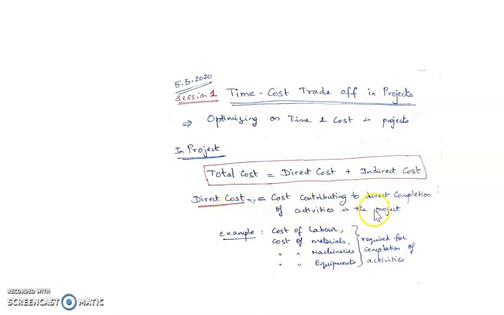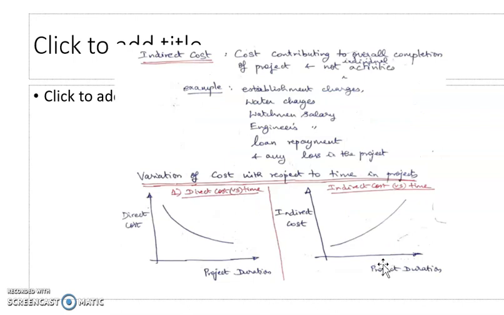Direct cost is cost contributing to direct completion of activities in the project. Examples of direct costs are costs of labor, materials, machinery, and equipments required to complete activities in the project. Indirect costs are costs contributing to overall completion of the project and not individual activities. For example, establishment charges, water charges, watchman salary, engineer salary, loan repayment charges, transportation charges, and any other loss encountered in the project will contribute to indirect cost.